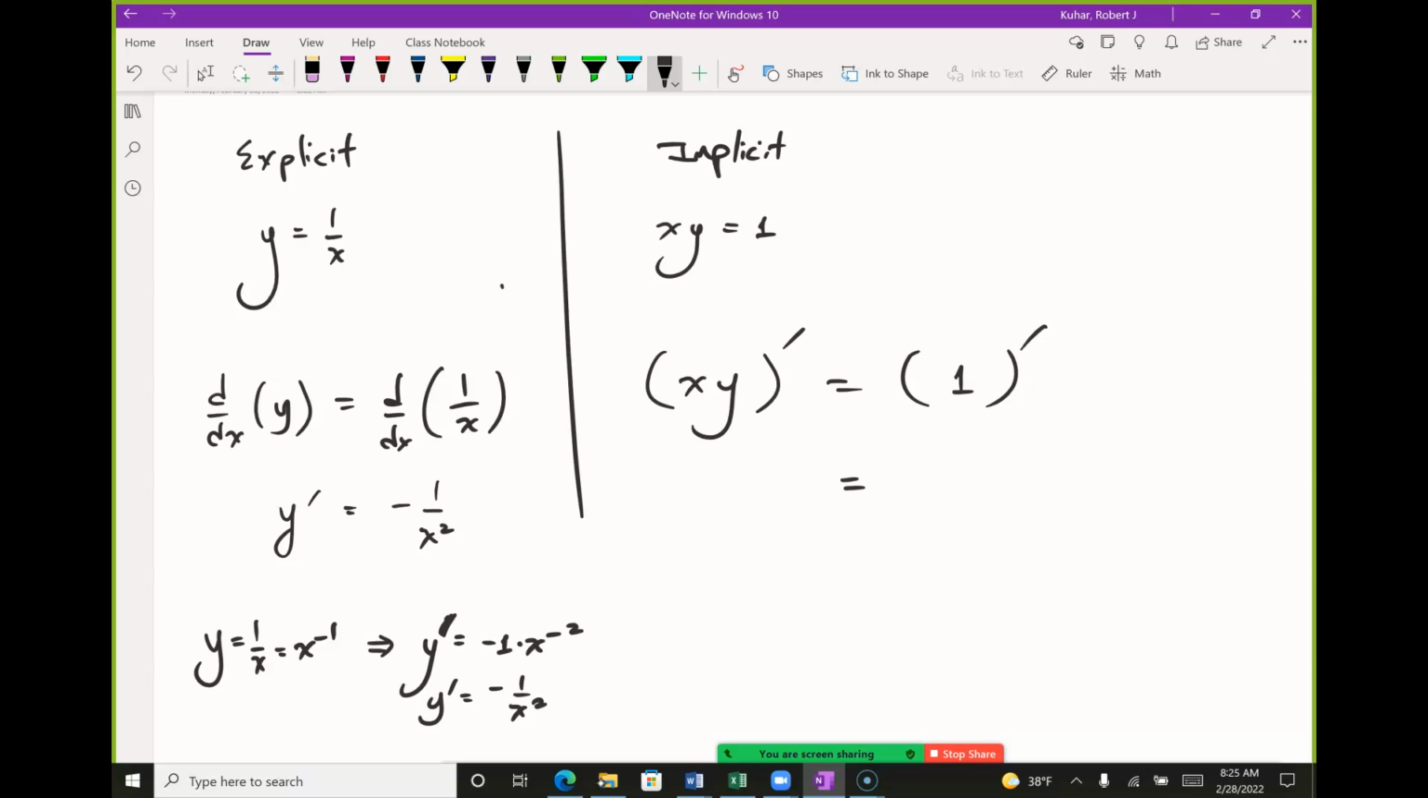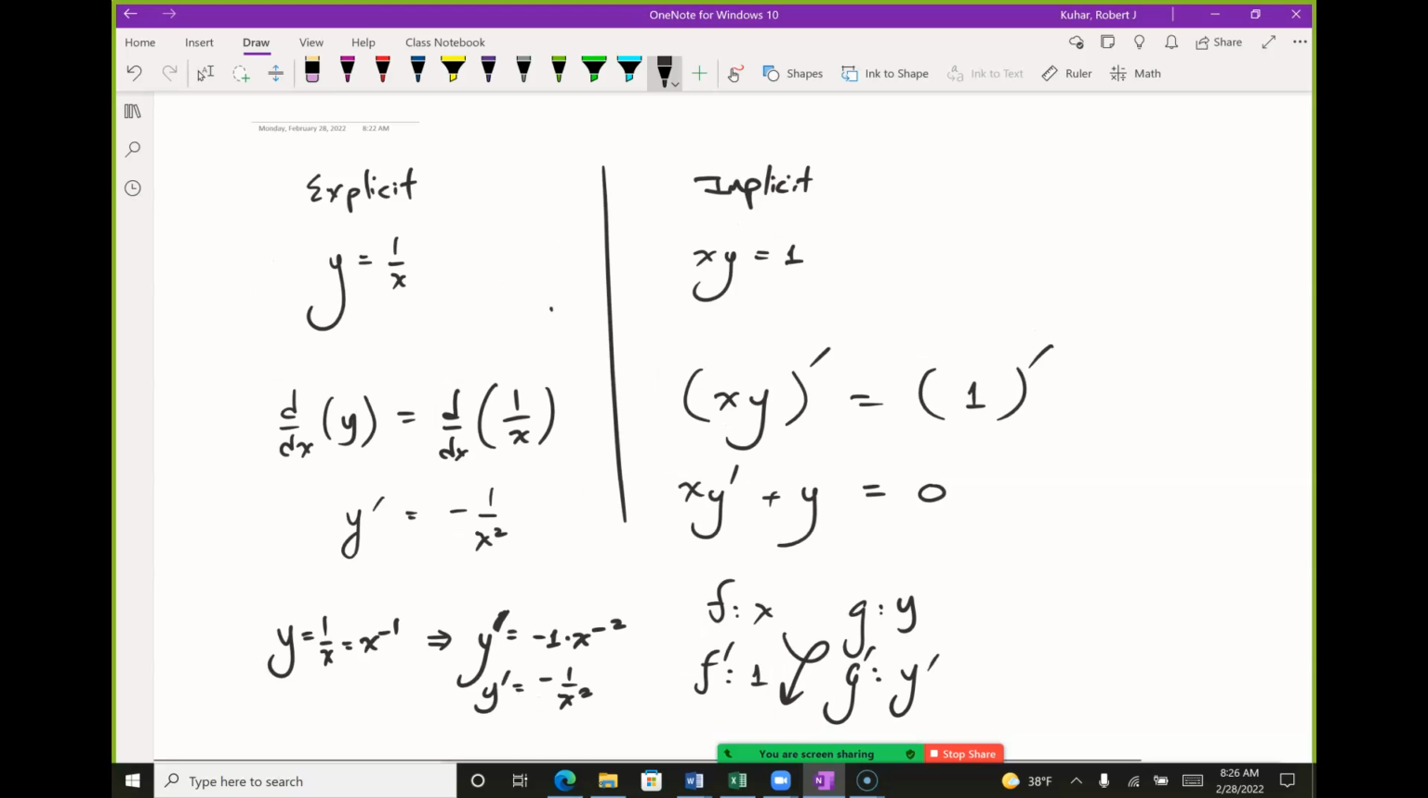Well, what happens on the right-hand side? What's the derivative of 1? 0. And on the left-hand side, I have a product, right? My first function is x. The derivative is 1. The second function is y. The derivative is y prime. Nice, and I get a product rule. So I have x y prime plus y equals 0.